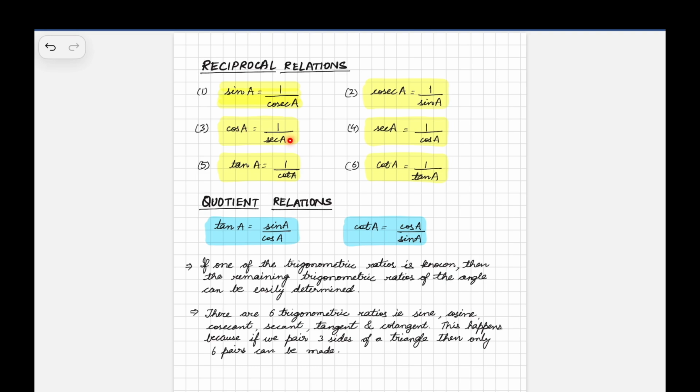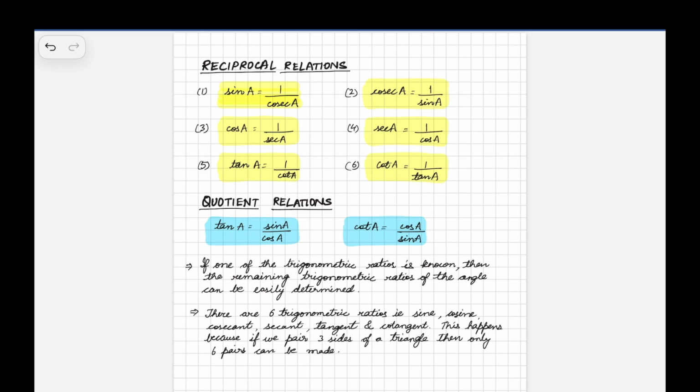Similarly, cos A and secant A are reciprocals of each other. That is cos A is equal to 1 by secant A and secant A is equal to 1 by cos A. Again, tan A and cot A are reciprocals of each other. That is tan A is equal to 1 by cot A and cot A is equal to 1 by tan A.